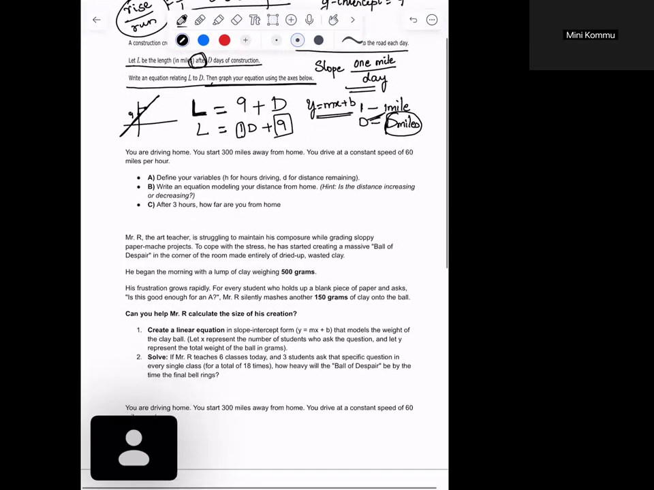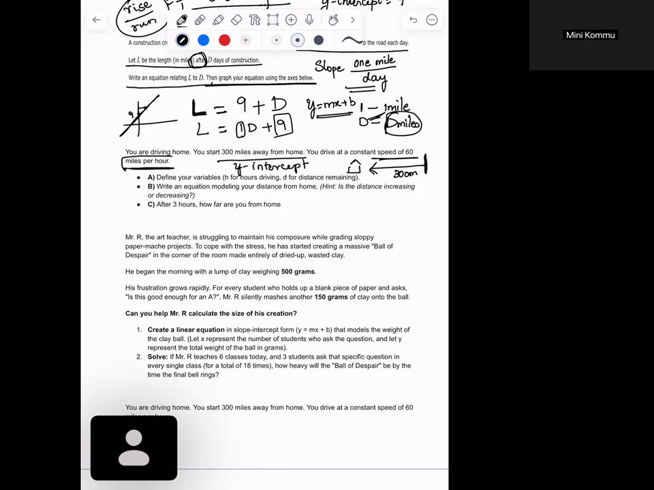So let's quickly go to the next problem. You are driving home. Yay! So you're driving towards home, all right? You start 300 miles away from your home. So this is where you're starting. Again, what is this? Our starting point. What do you think it is in linear equation terms? This is your y-intercept, all right? You drive at a constant speed of 60 miles per hour, and identify these units over here, miles per hour, which means what? That is a ratio, which means what? That is slope.